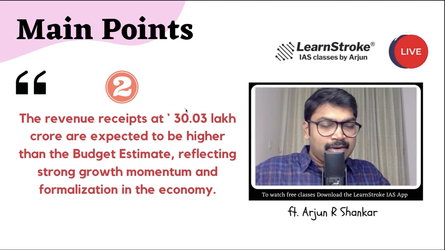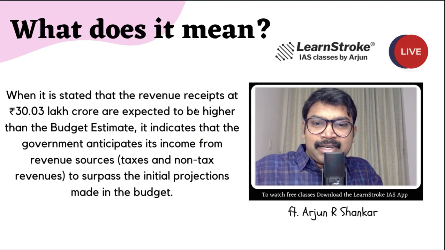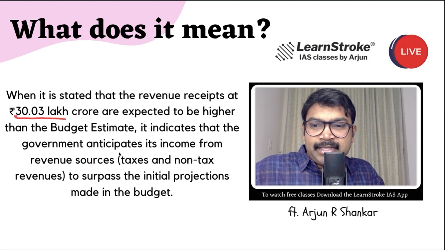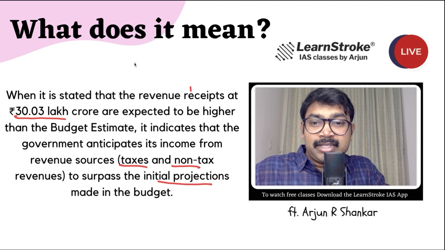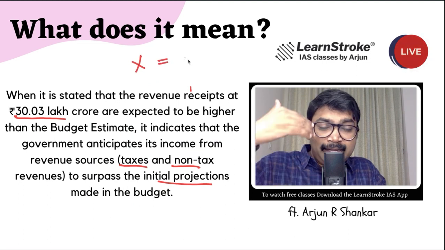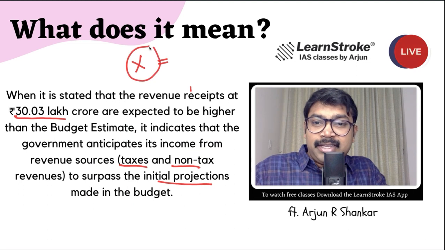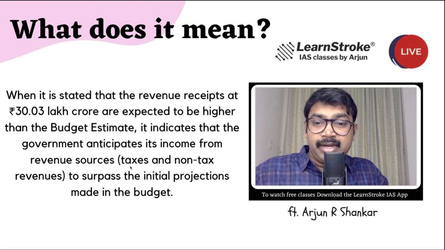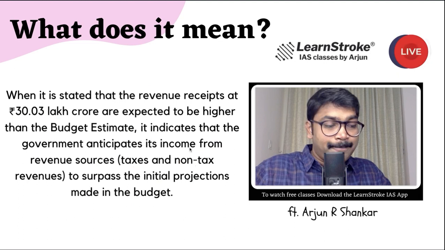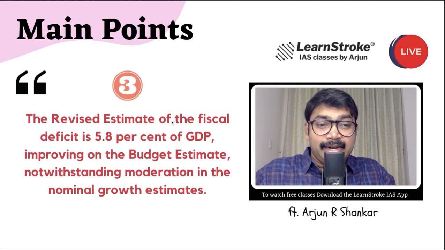So let's understand what this statement means. When it is stated that the revenue receipts is 30.3 lakh crore, it indicates that the government anticipates its income from revenue sources like taxes and non-tax revenue to surpass the initial budget projections. So just imagine that the budget projection is X. This time it has actually increased from the initial budget projections. So 30.3 lakh crore revenue receipts means tax plus non-tax revenue. It's very clear. And moving on, the third statement.